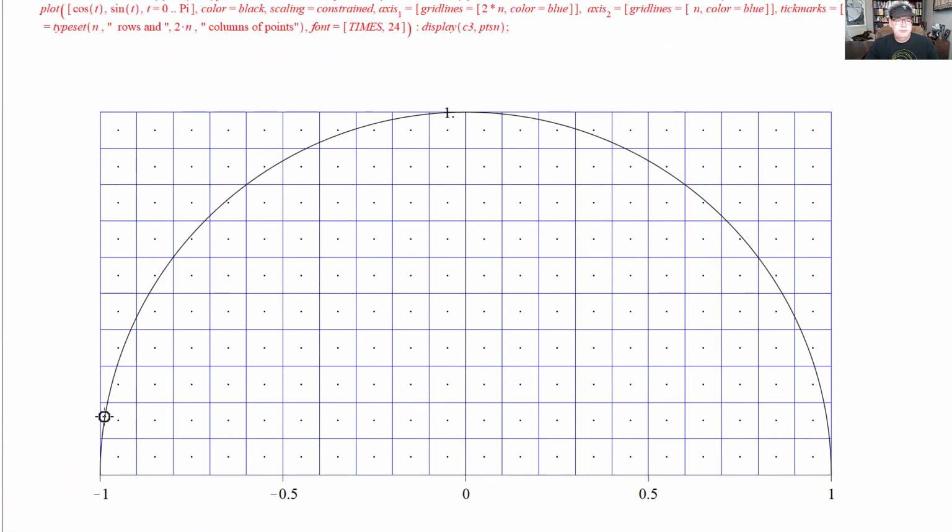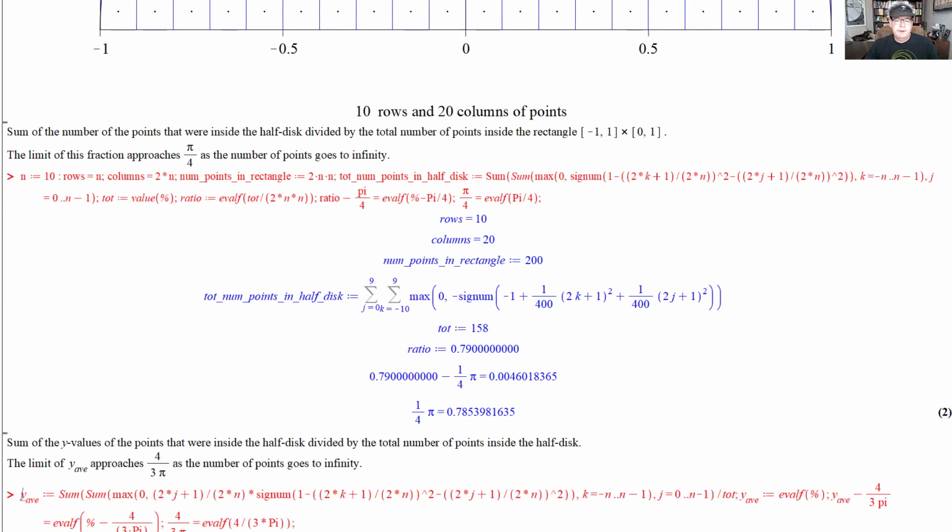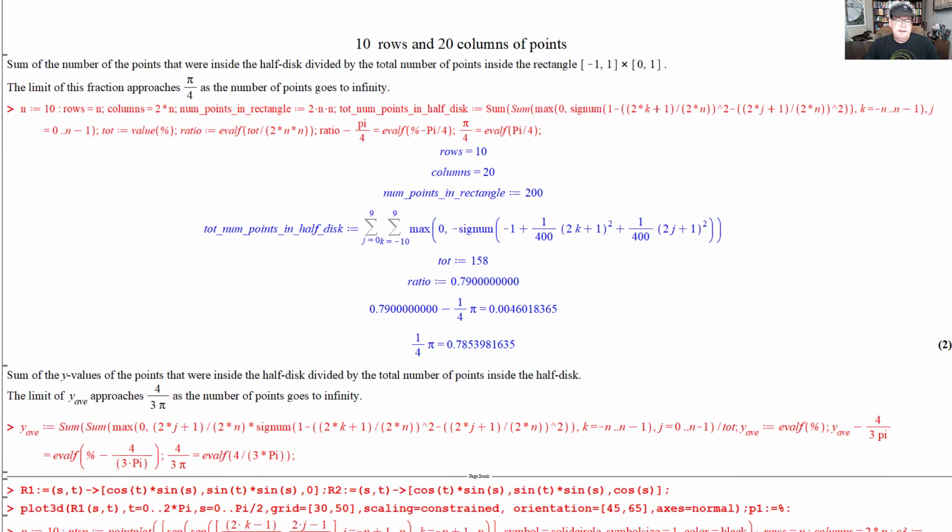which should be the ratio of the areas. The area of this rectangle is 2 by 1. This is half a unit circle, so this is area pi over 2. So pi over 2 divided by 2 is pi over 4. So that's what it'll approach. That's just the area.